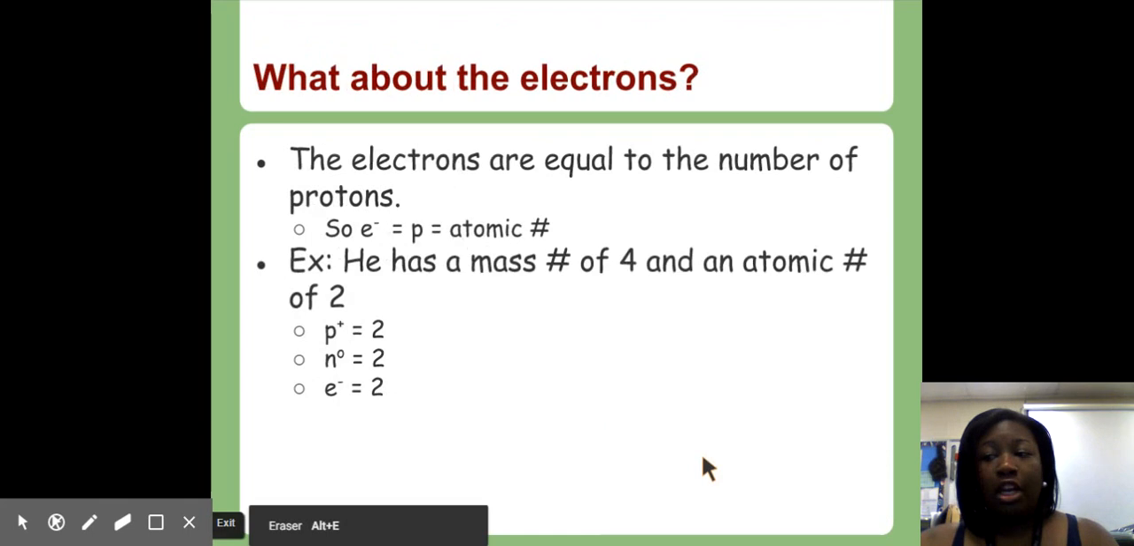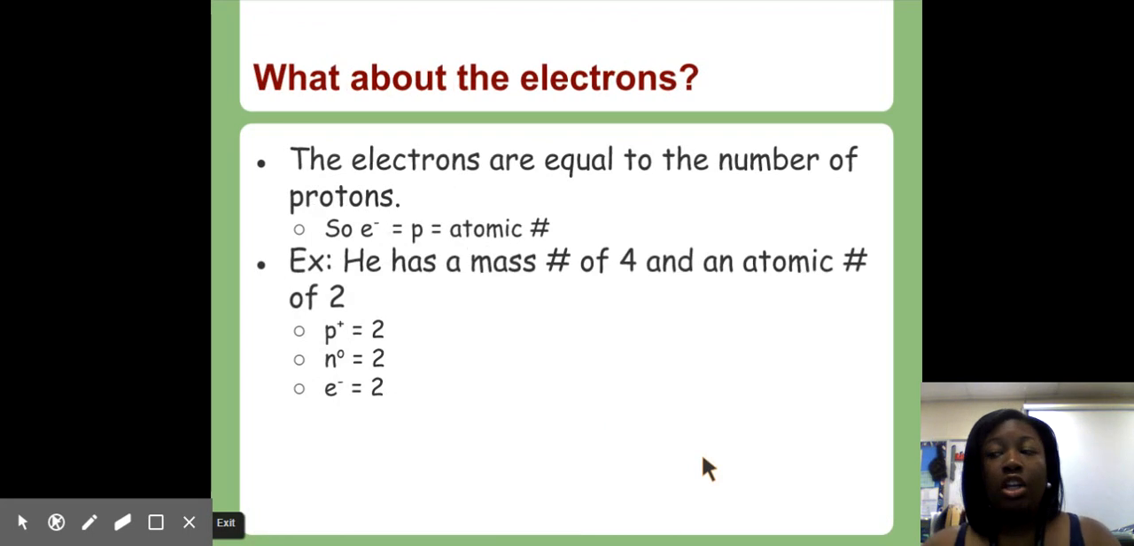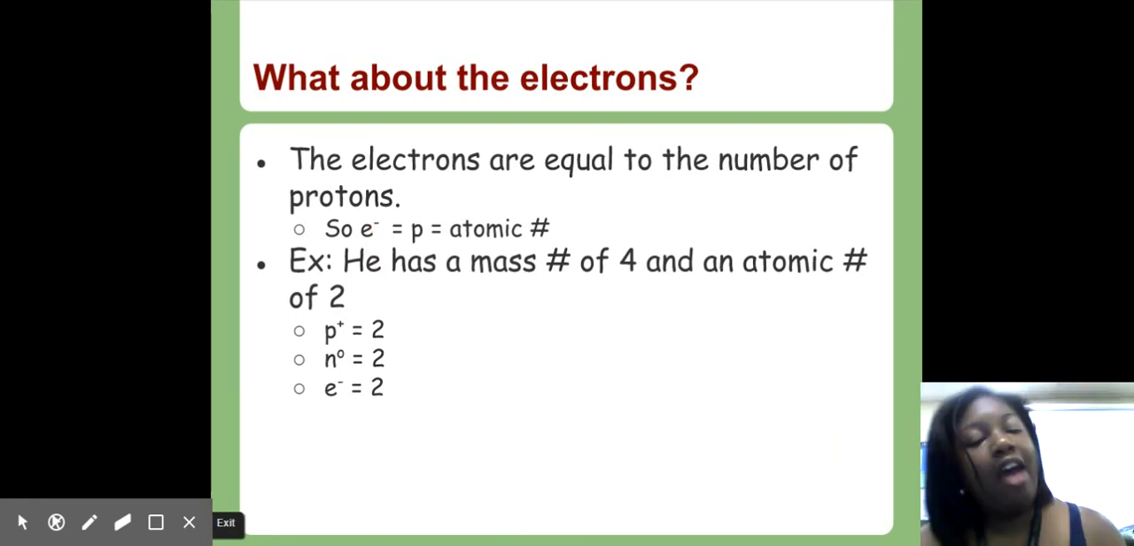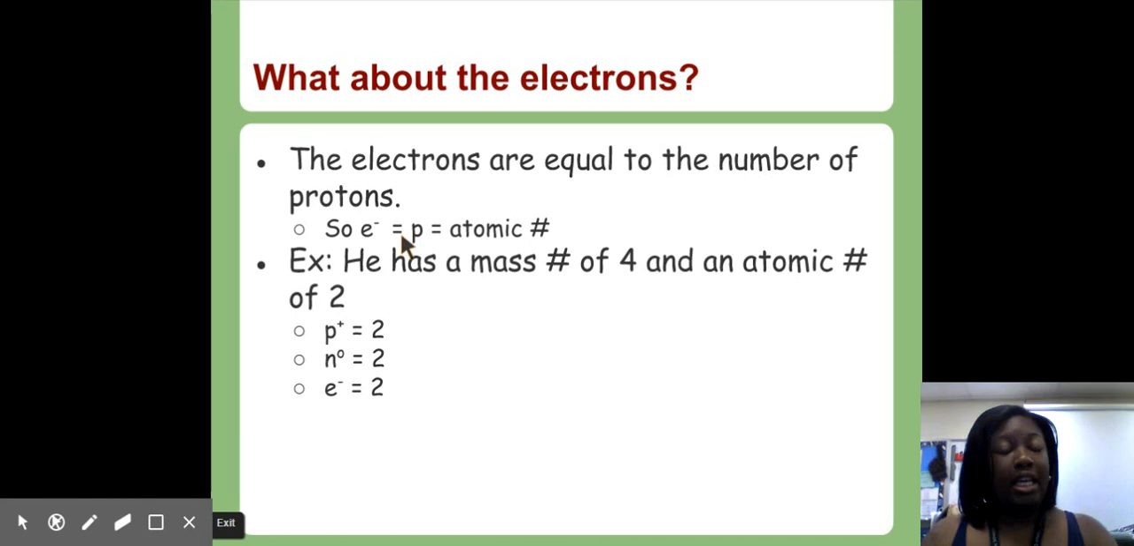So what about electrons? Remember, electrons are equal to the protons that we have, so it's going to be the same number. So we have electrons, which is the lowercase e, and the exponent, the negative symbol, equals the P, protons, which equals the atomic number.